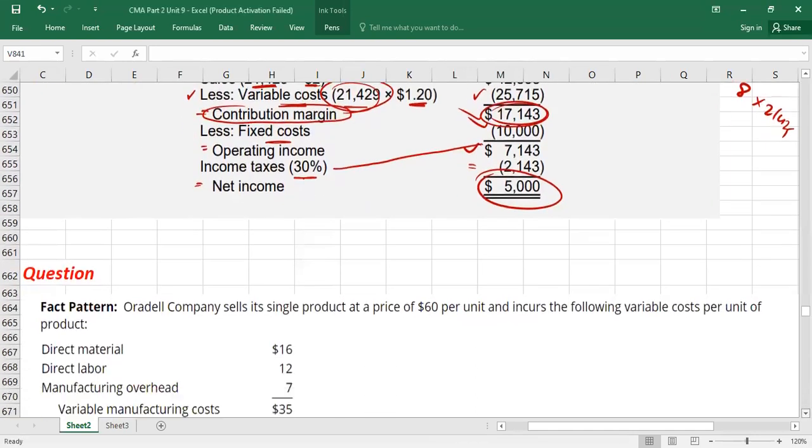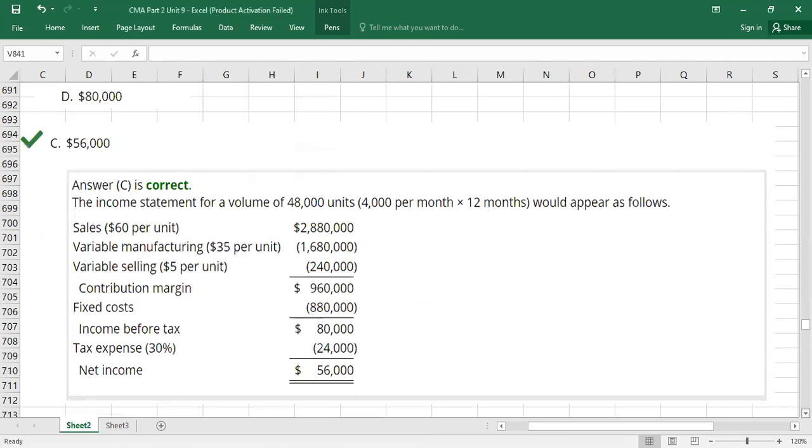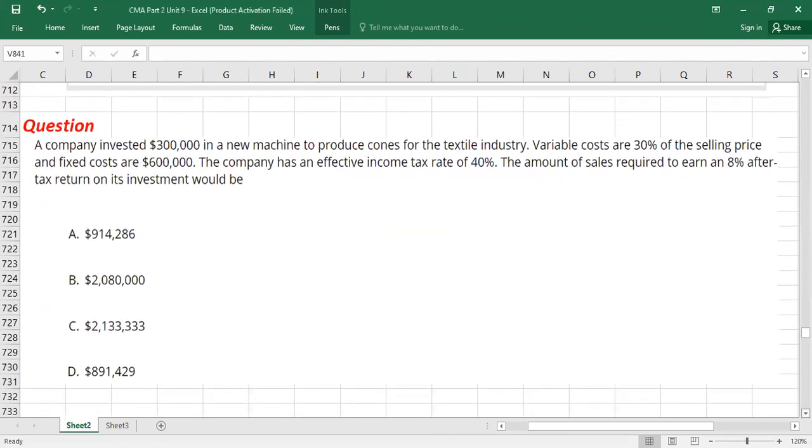Now, guys, there is another way of asking the question. This question was easy, so let's have a look at this one. It is small, but it is tricky. So here we go. I'm going to explain it with the help of solutions. A company invested $300,000 in a new machine to produce cones for the textile industry. Variable cost are 30% of selling price. It means whenever percentages are given, for example operating income 15% of this, 10% of this, or variable cost 30% of selling price, then it means you have to apply equations.